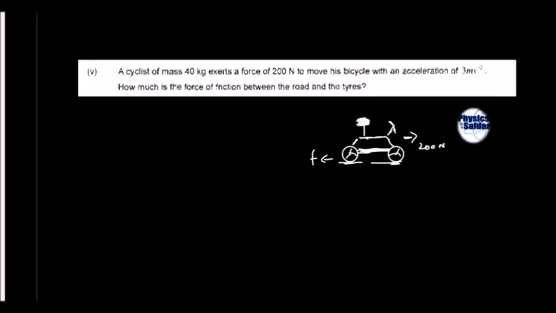Now question number 5 from section B. The question is, a cyclist of mass 40 kg exerts a force of 200 Newton to move his bicycle with an acceleration of 3 meter per second squared. How much is the force of friction between the road and the tires?